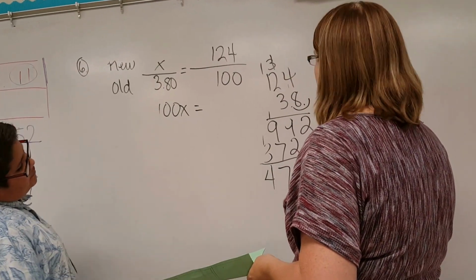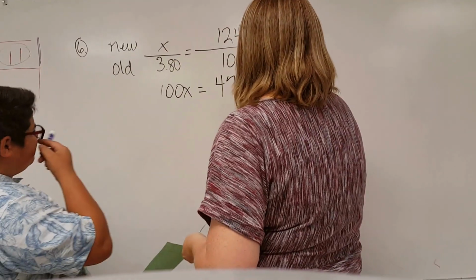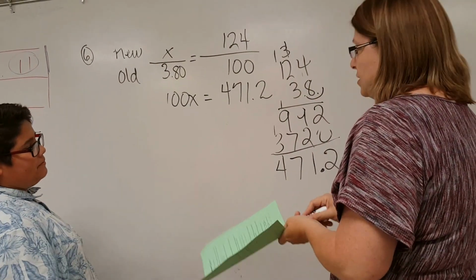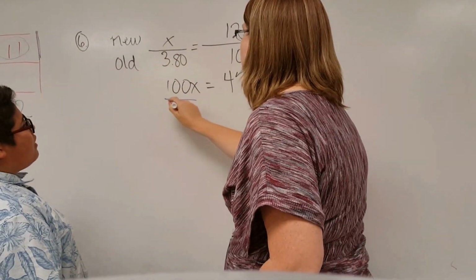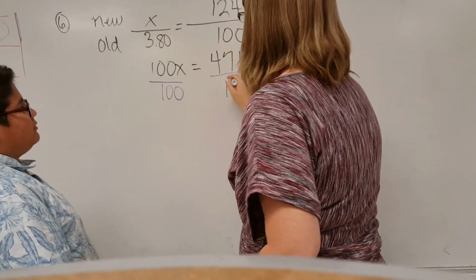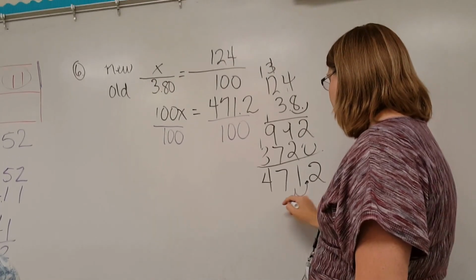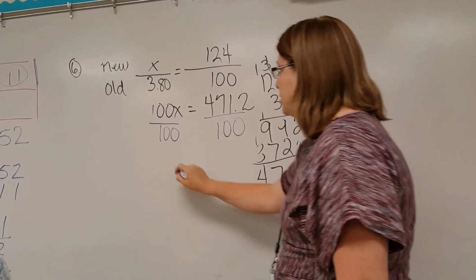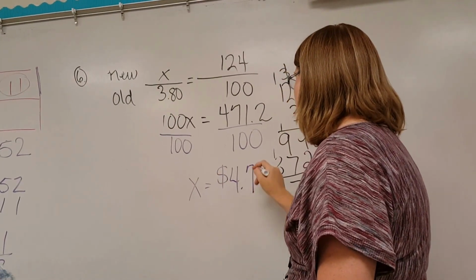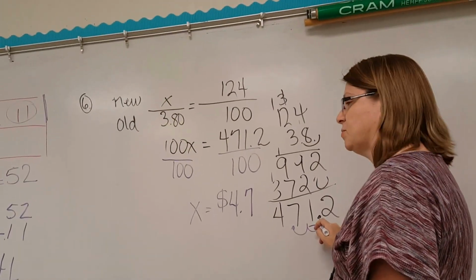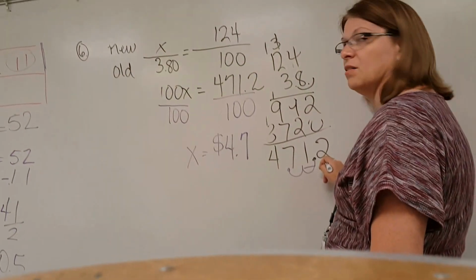So 471.2, and to get rid of the 100 with the x, I'm going to divide both sides by 100. And when you divide by 100, that makes that decimal bump over 2 more times, so it's actually going to be a new price of $4 and what's in the hundredths place? 1. Do you need to round it up?